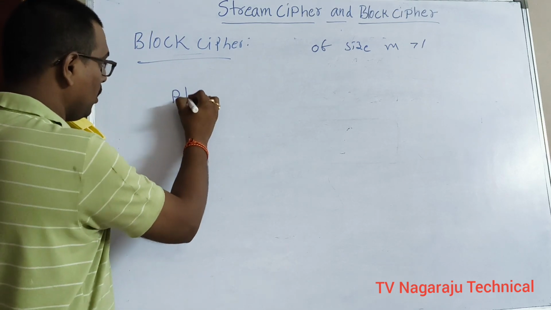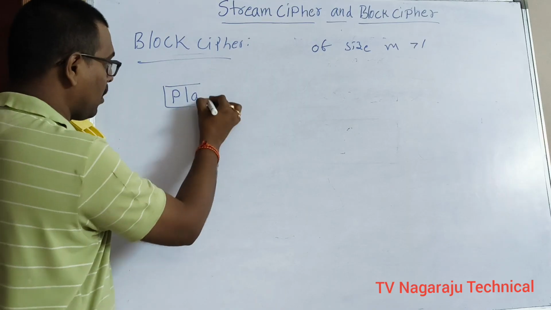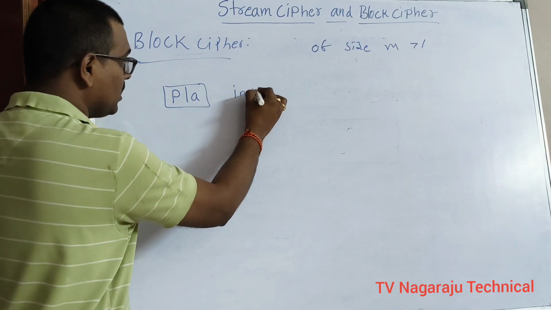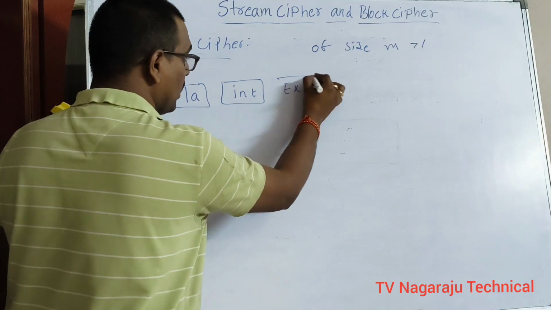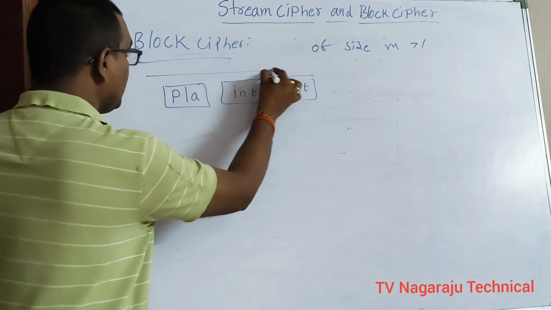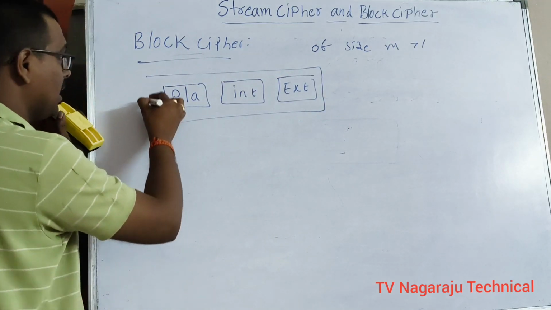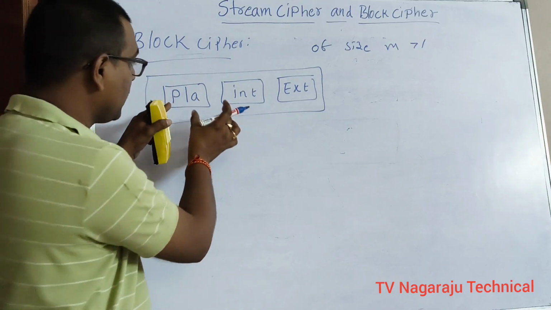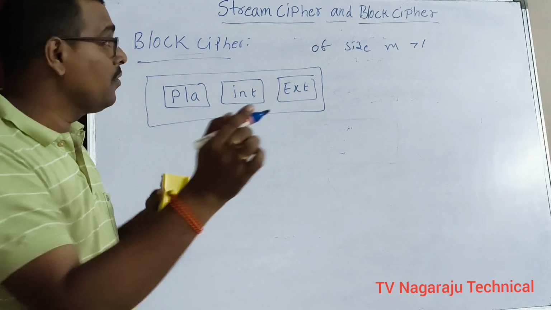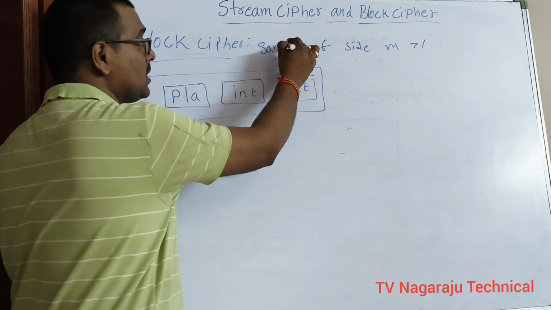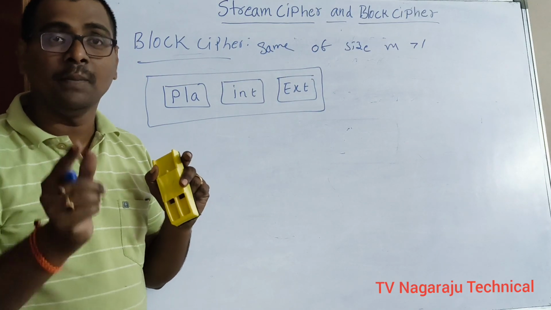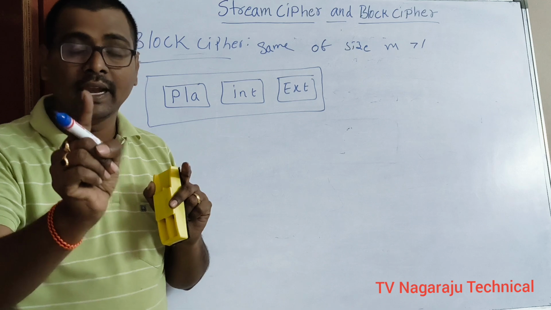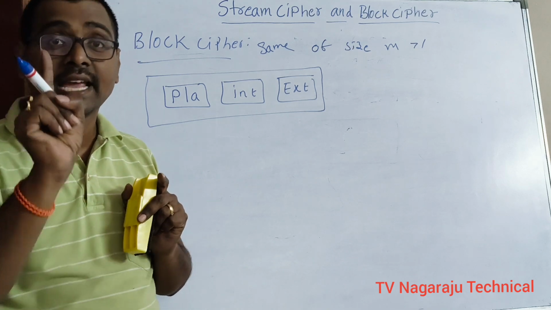For example, PLA, this is one block. INT, this is one block. Some EXT, this is one block. Now this entire thing is my plain text. My entire plain text is divided into blocks of the same size. Now we run the encryption or decryption algorithm on a block at a time by using the same key.